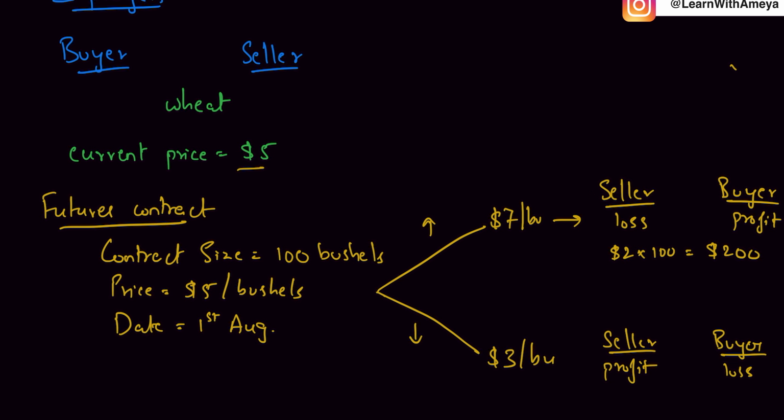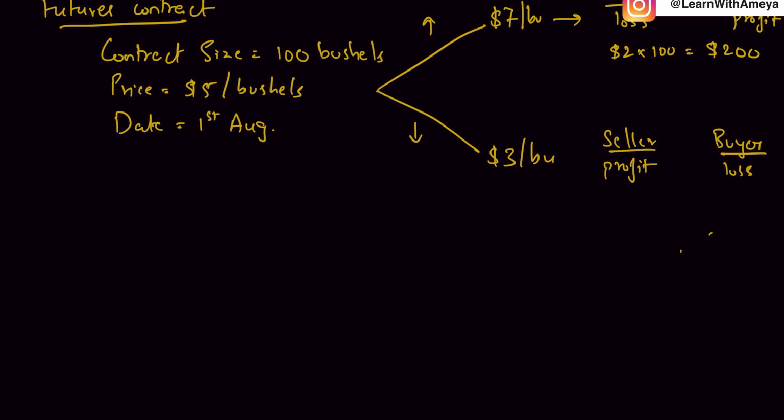Now you would ask, why would anyone go into this futures contract? Why is this helpful? Let me explain. So imagine this is the futures contract and this will have a price. The price of the futures contract will depend on a lot of things. For example, what is the income from wheat? What's the storage cost of wheat? What's the risk-free rate? What's the date at which the futures contract is expiring? And a lot of other factors based on which the price of the futures contract is decided.